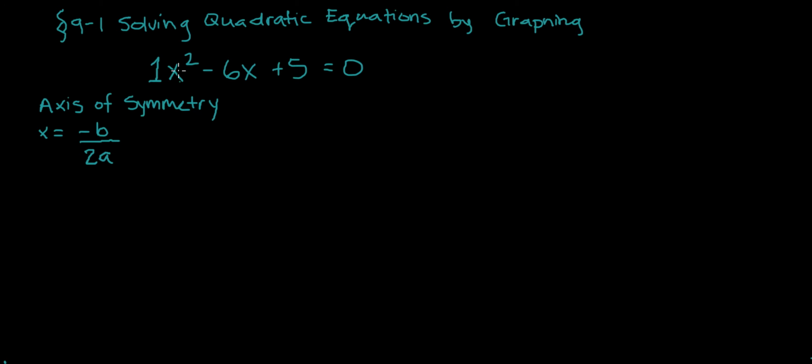So what we're going to do now is just take this information and plug it in. Notice that b is negative 6, so we have to take the opposite of that. The opposite of negative 6 is just positive 6. So I'm going to write in positive 6 over 2 times a, and a happens to be 1, so I'm going to write 2 times 1. So we have 6 over 2, because when you multiply 2 and 1, you get 2. And then 6 divided by 2 is just 3. So this right here is our axis of symmetry.